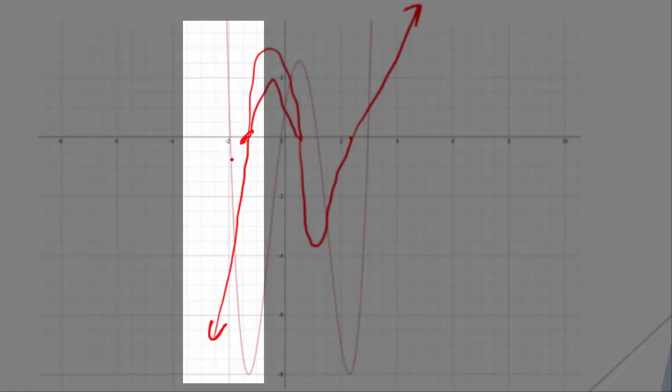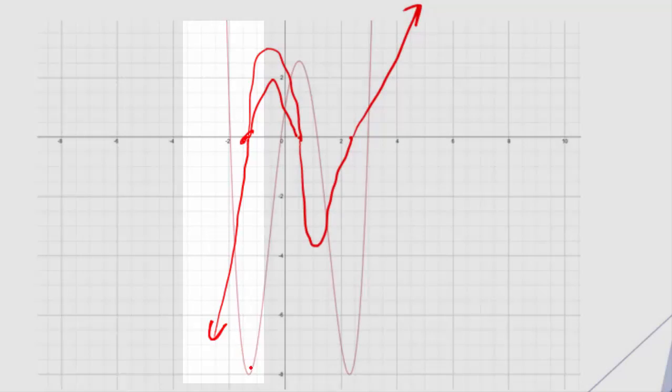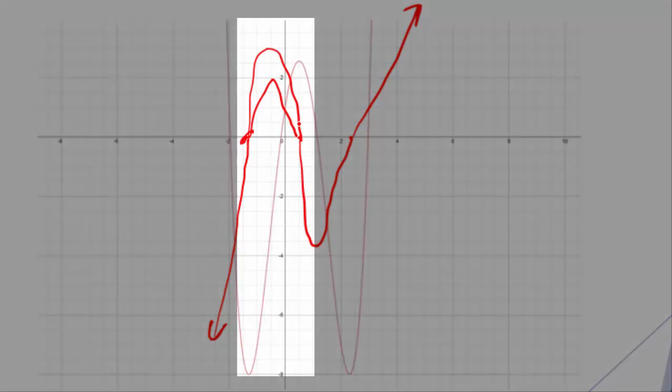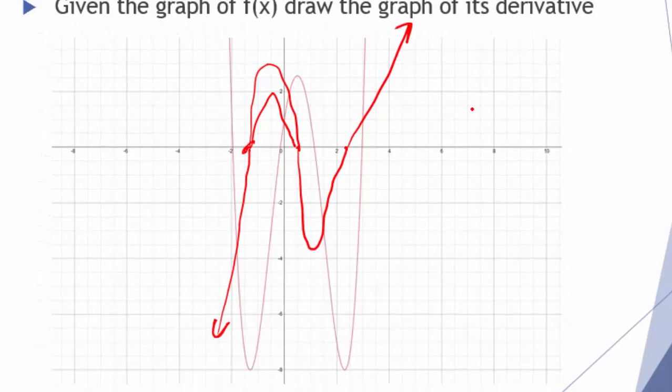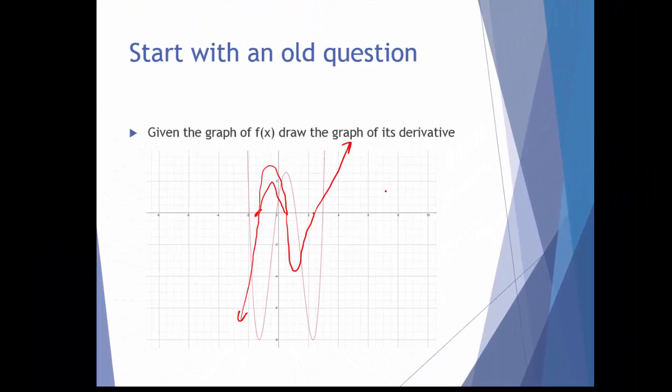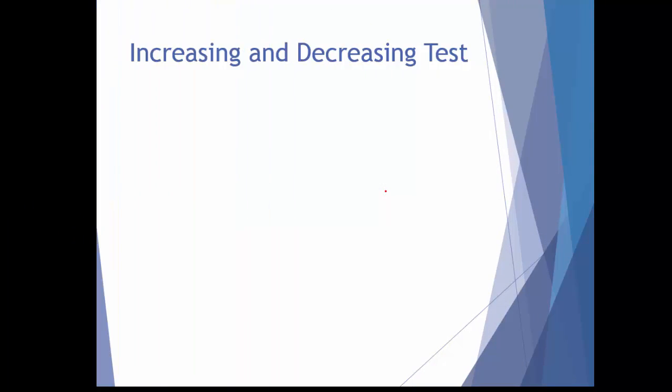Look at your original function. Is it increasing or is it decreasing? Notice it's decreasing. And here, where your derivative is positive, meaning it's above the x-axis, the original function is increasing. And notice that stays consistent for the entire graph. Turns out that is the relationship between a derivative and the original function. And that's what we call the increasing and decreasing test.